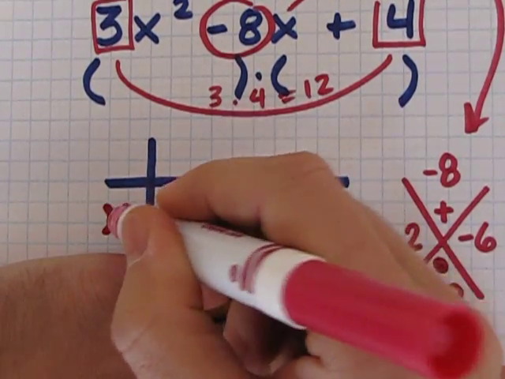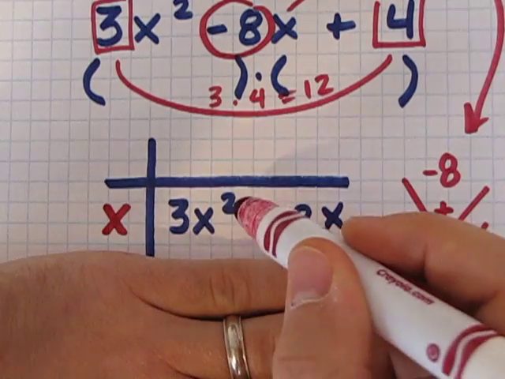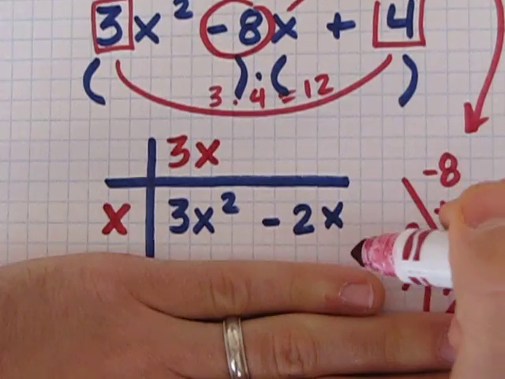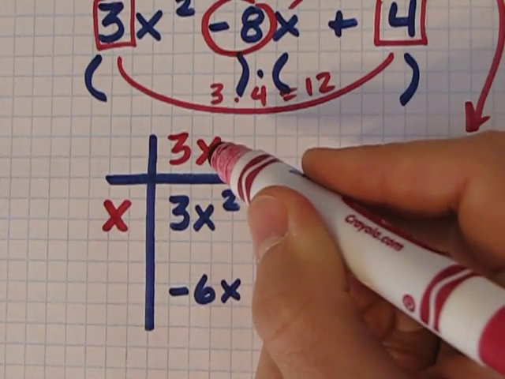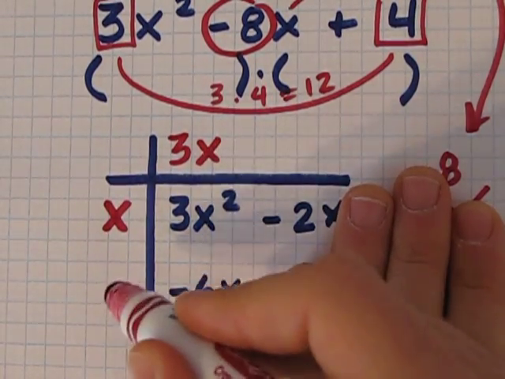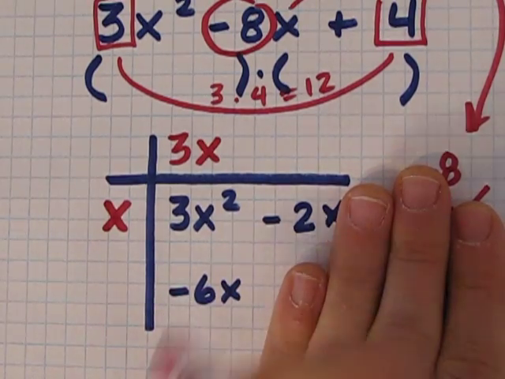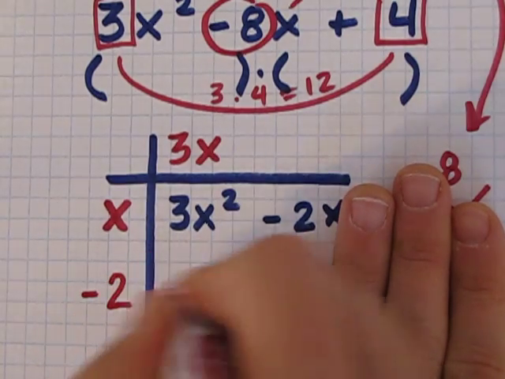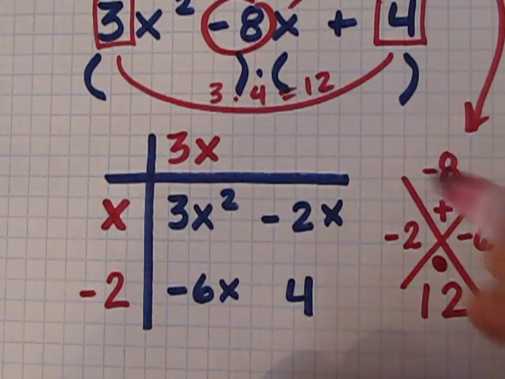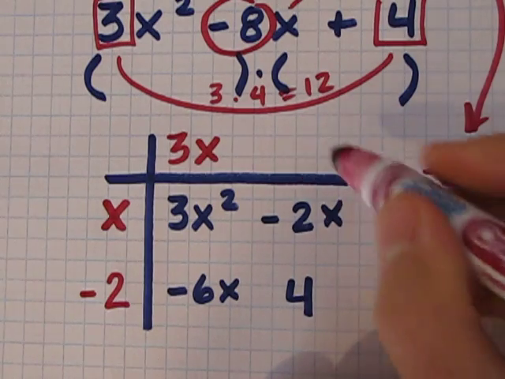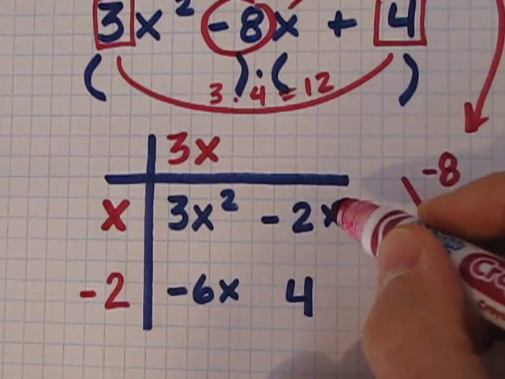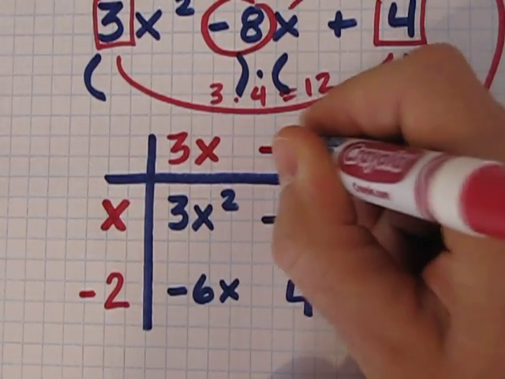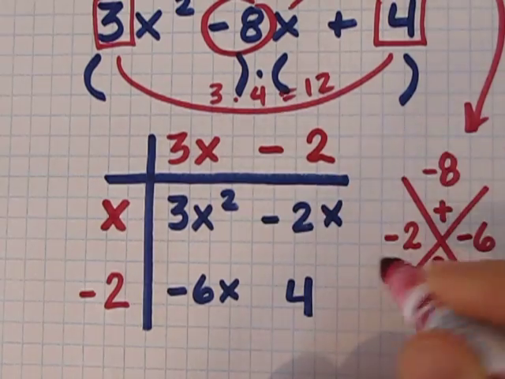Because now we can say, x times what gives us the 3x squared? That would be 3x. Now 3x times something here must give us the negative 6x. The answer is 3x times negative 2 will give us the negative 6x. What about this position? Well, we know that the negative 2x is the product of x and whatever goes here. So x times negative 2 is negative 2x.